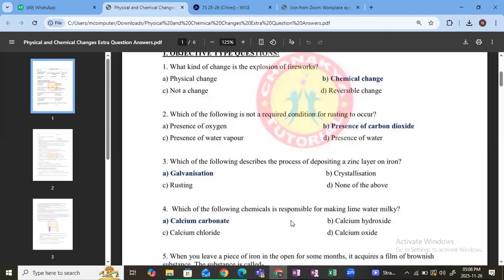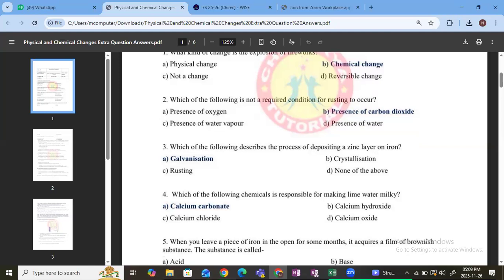Calcium oxide cannot, because no carbon is there. In calcium chloride, it is CaCl2, so again no carbon is there. In calcium hydroxide, I can see that no carbon is there. If no carbon is there, then how can carbon dioxide be present? It is only calcium carbonate in which I have carbon and oxygen both. That can lead to the release of carbon dioxide. Okay.